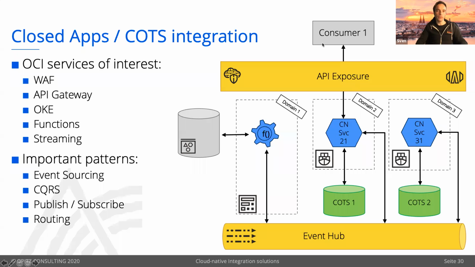So if you have external consumers who want to consume information from a certain commercial off-the-shelf application within your data center, you expose an API. If you want to integrate two commercial off-the-shelf solutions, you can do that in an event-based way if it is cross-domain, as it is depicted here.